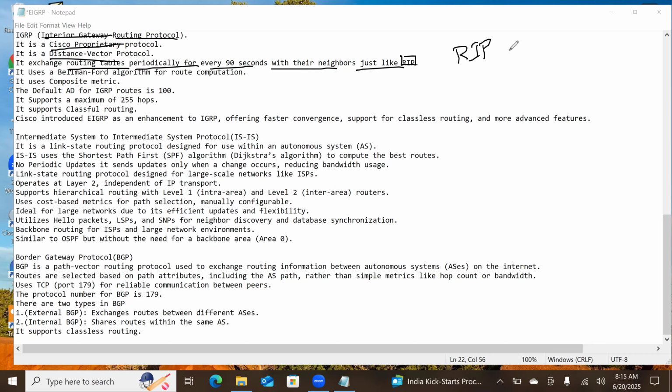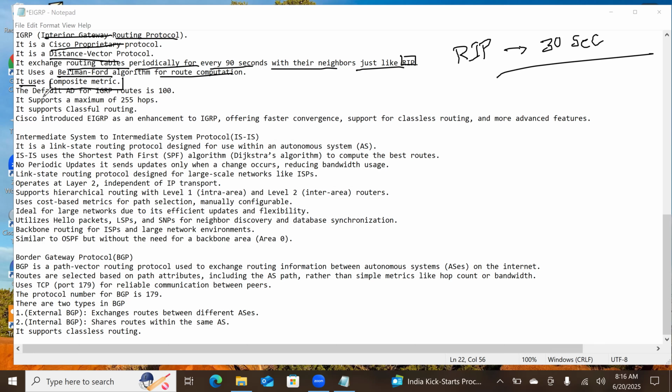What was the RIP timing? What is the hello timer? That was 30 seconds. But here in IGRP it does it for every 90 seconds. Here also it uses the same Bellman-Ford algorithm to find the best path or for route computation purpose. And the metric? It's a composite metric, again a combination of some other metrics with the hop count.